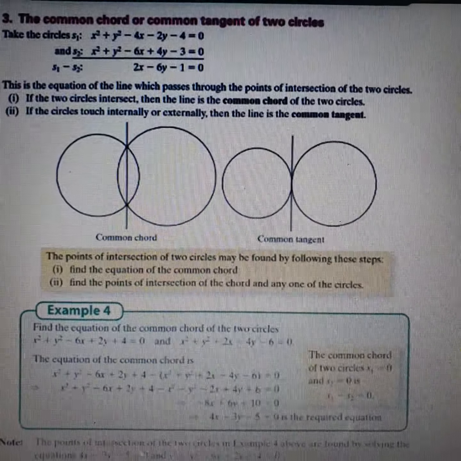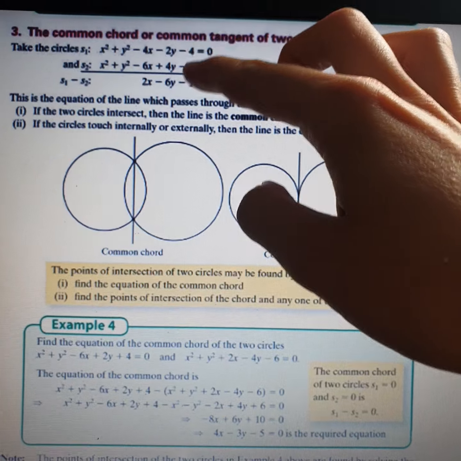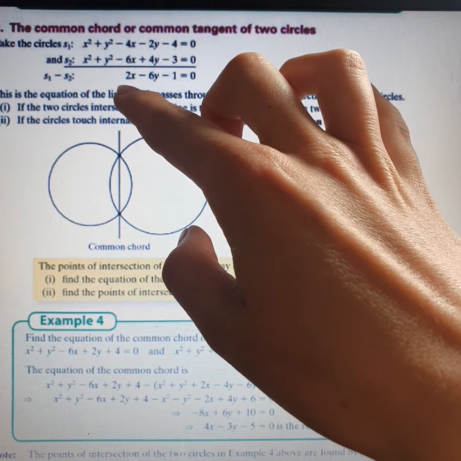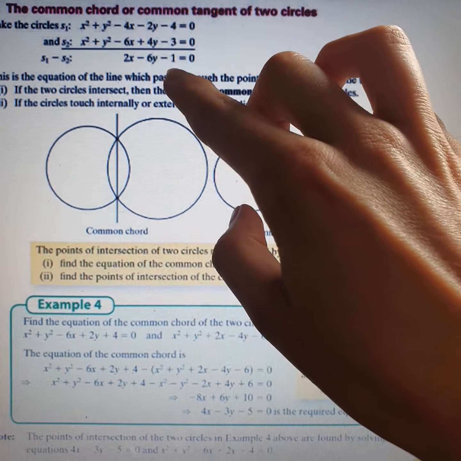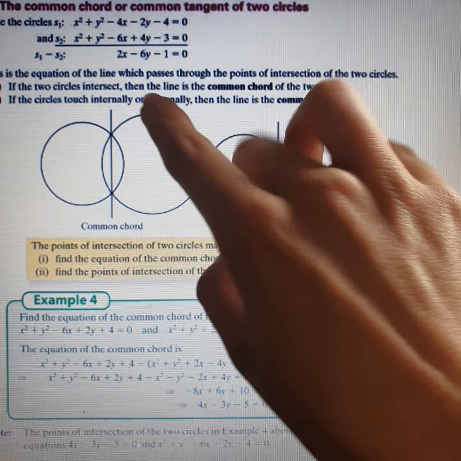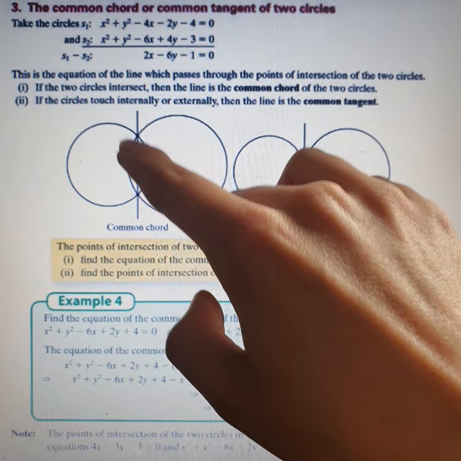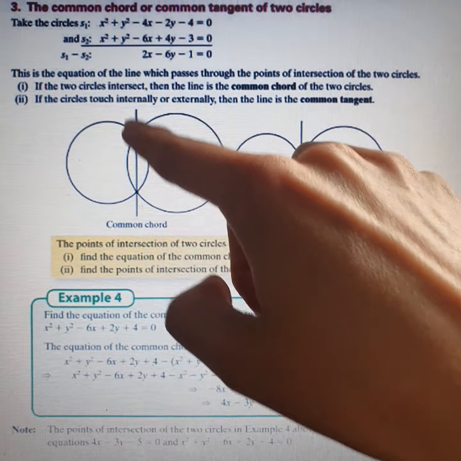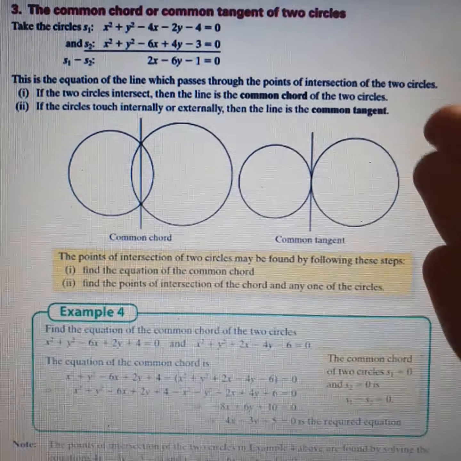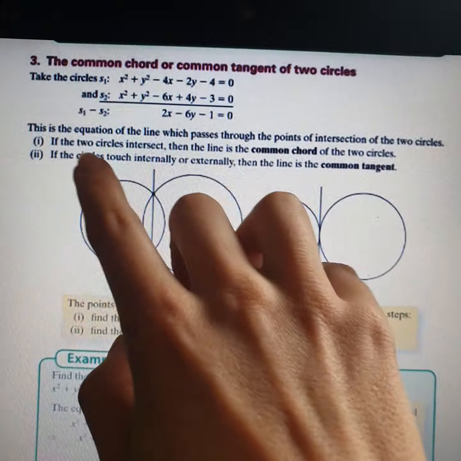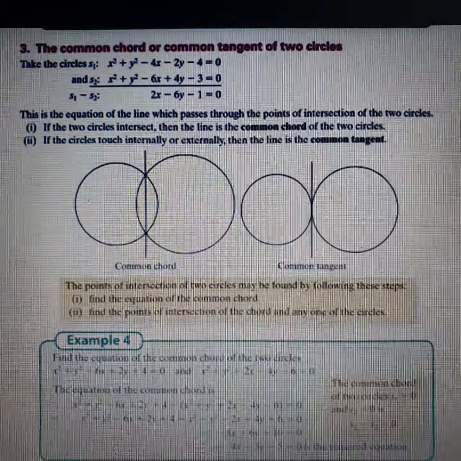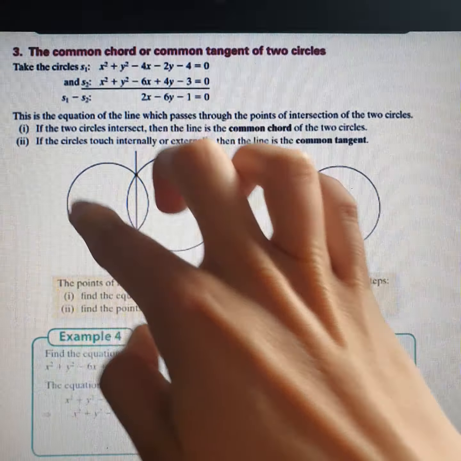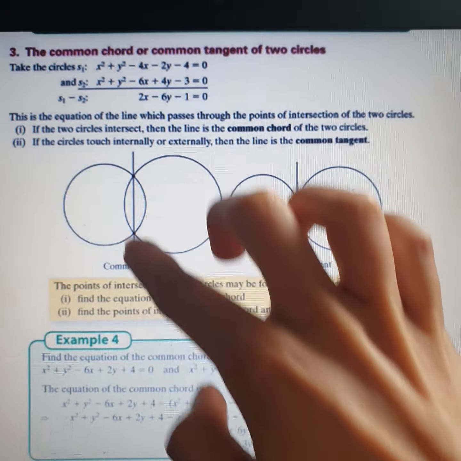So if they intersect each other, it's like you're getting the simultaneous equations, cancelling what you can, getting rid of your x squares and y squares, simplifying, and this is now the equation of the line which passes through the points of intersection of the two circles. So it could be here or it could be here. It's like the common chord. If two circles intersect, then the line is the common chord of the two circles, okay? So if they intersect like this, the line is the common chord.